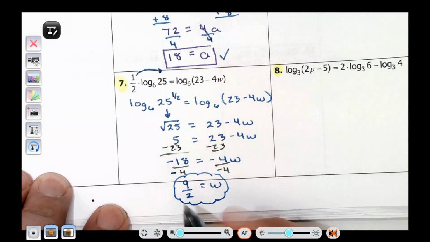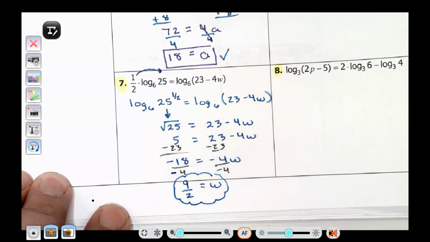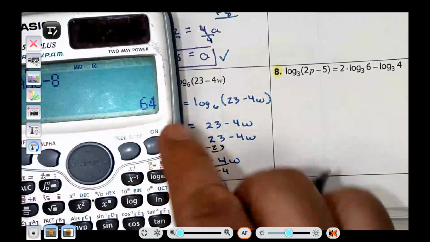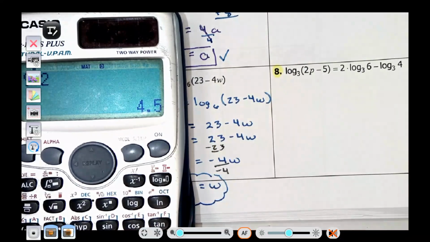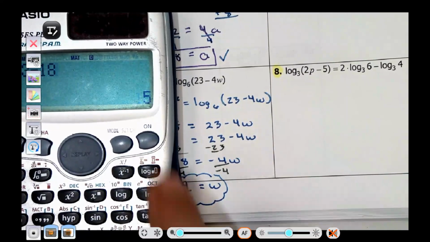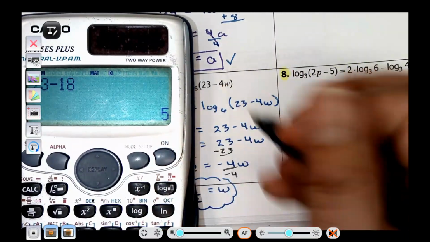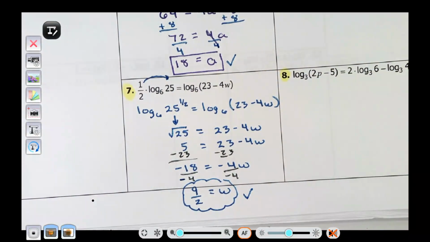Just so you know, if you get a negative answer here, it could still work, but you have to check it. All right, here we go. Let's see. 9 over 2. So 9 divided by 2 is 4.5, times 4 is 18, and 23, take away 18. All right, we're good. Look, it's a positive number. That's all I was worried about. It is a positive, so we are okay. All right.